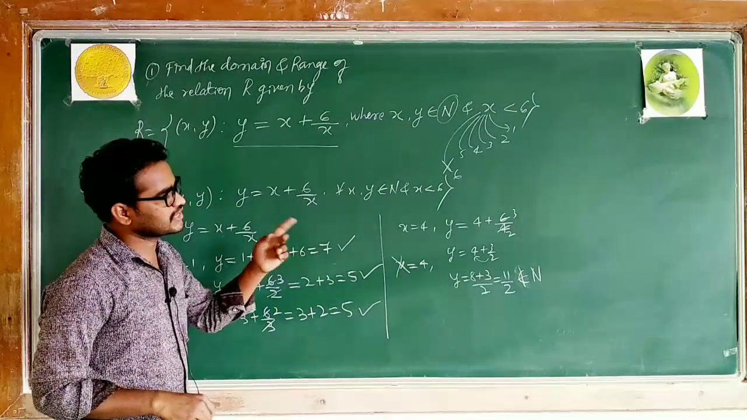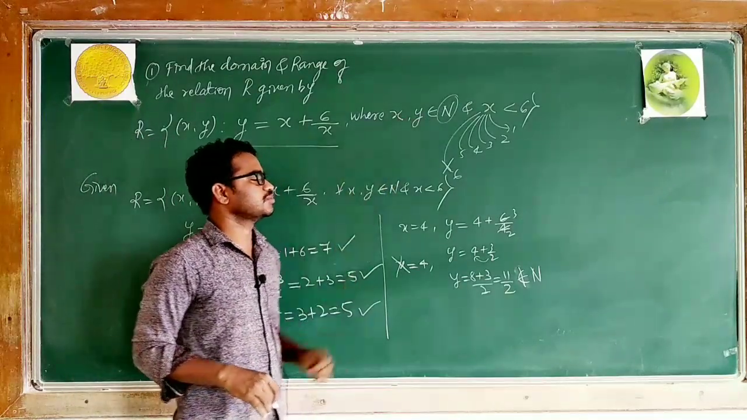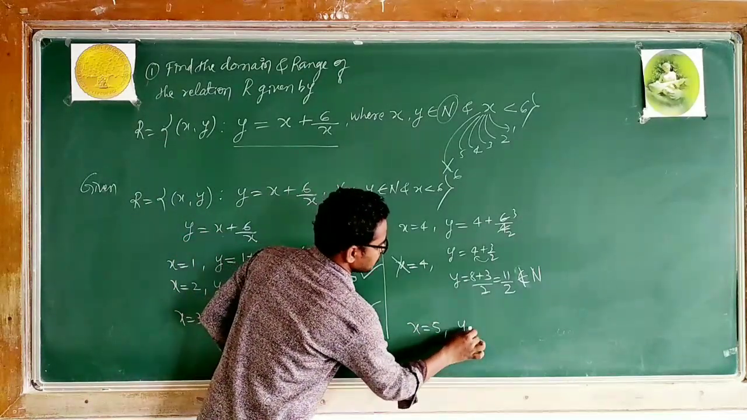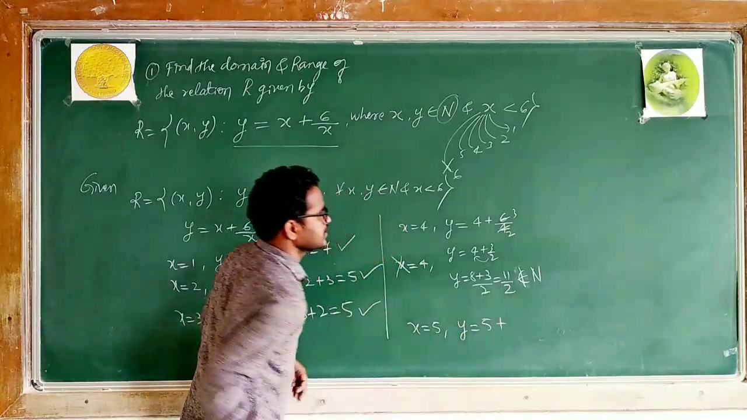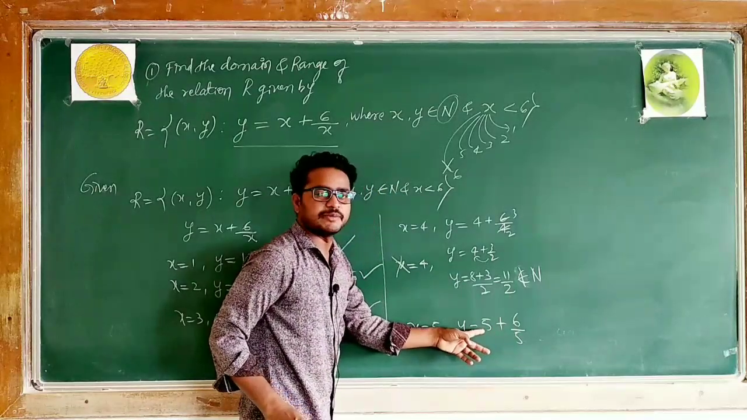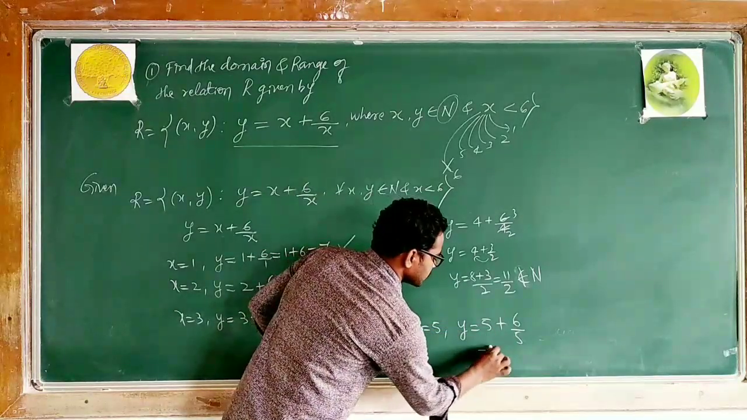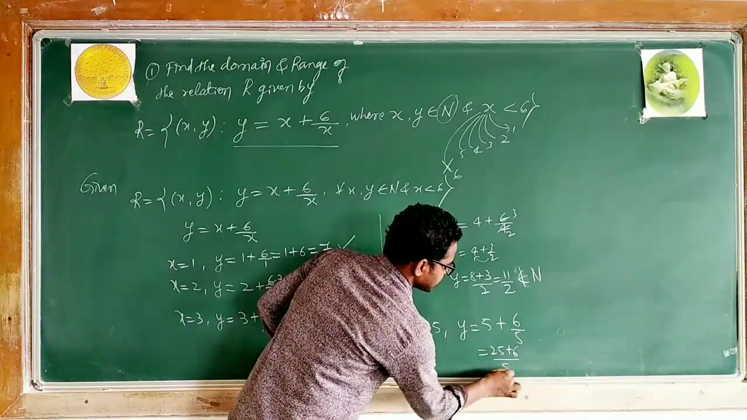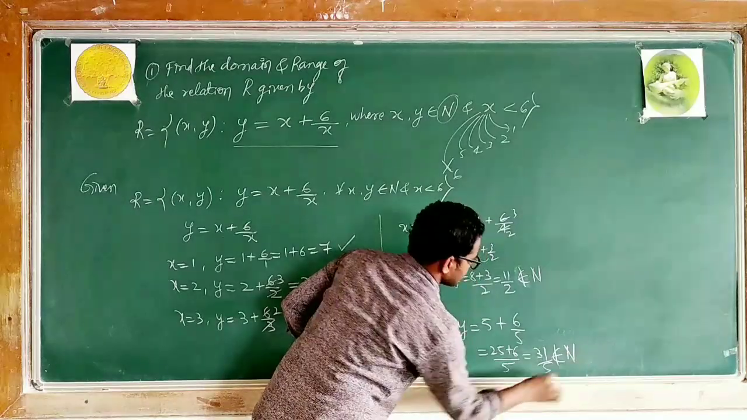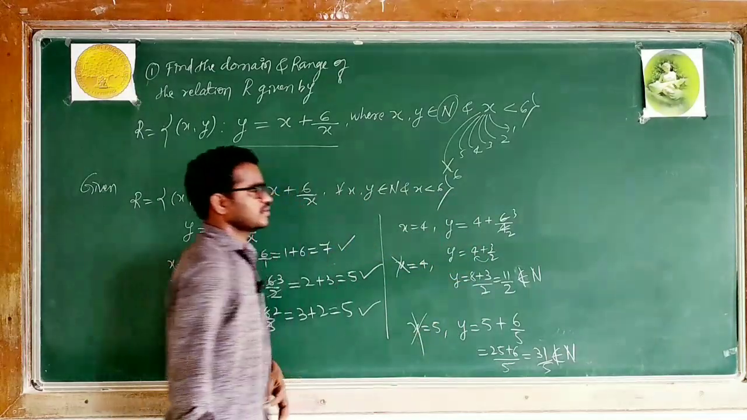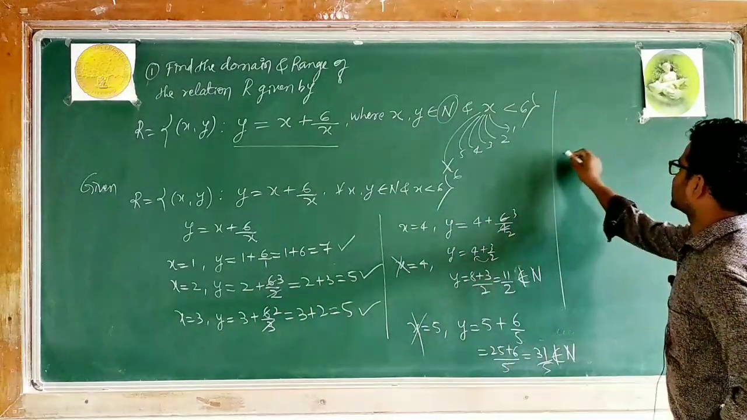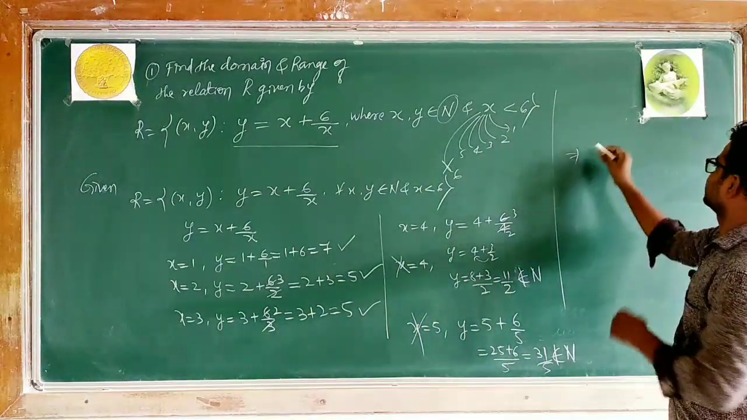When you are taking an x value, you should get a natural number because he is saying x and y should be natural numbers. When I am taking x is equal to 5, y is equal to what happened? 5 plus 6 divided by 5. 5 into 5 is 25, plus 6, 31. Is it 31 divided by 5? Is it a natural number? It does not belong to the natural numbers, which means don't consider this value also. So what are the possible required values?